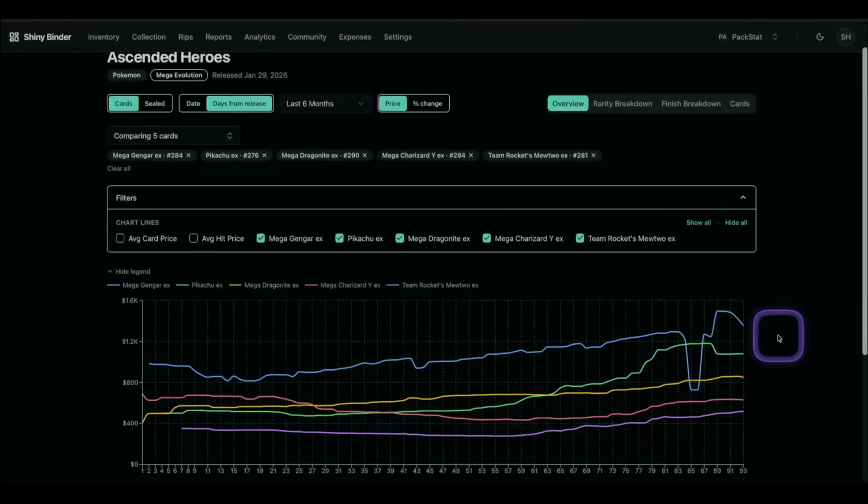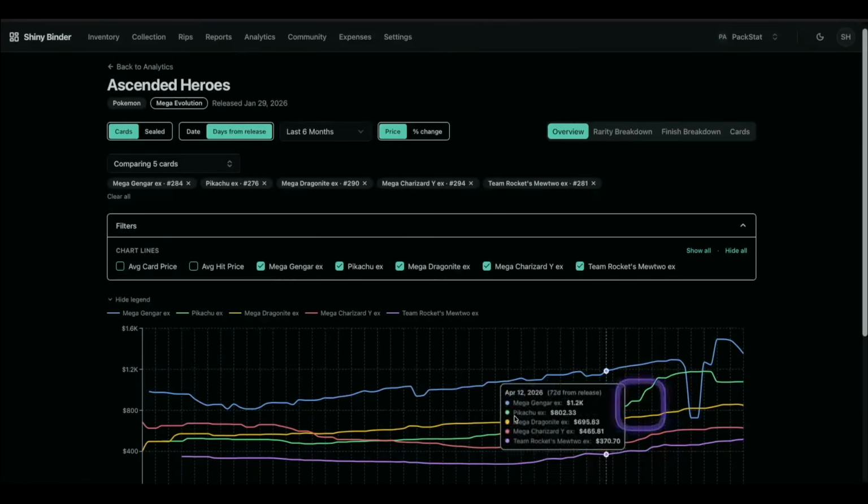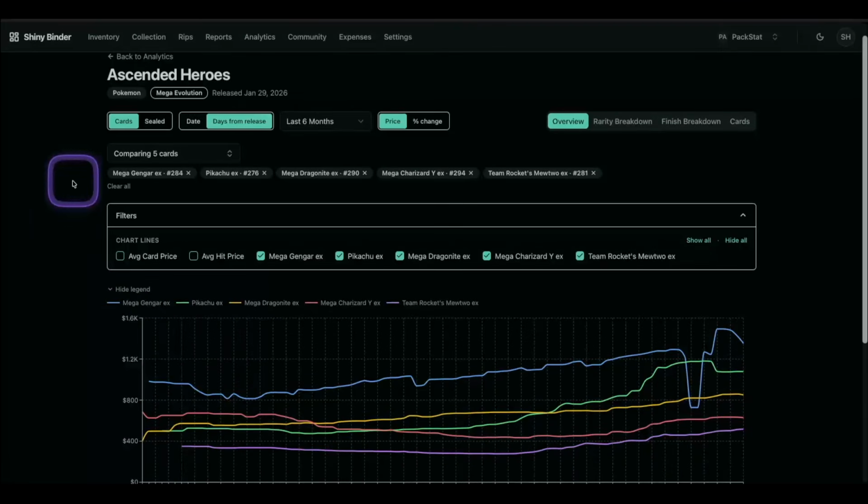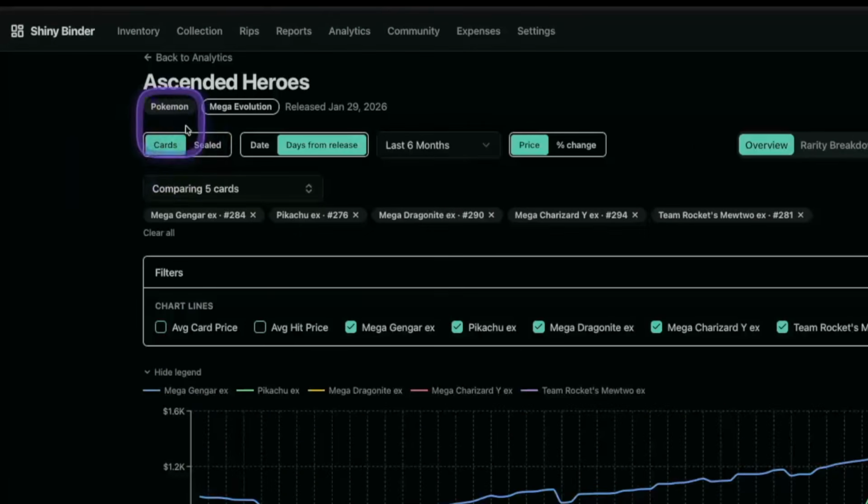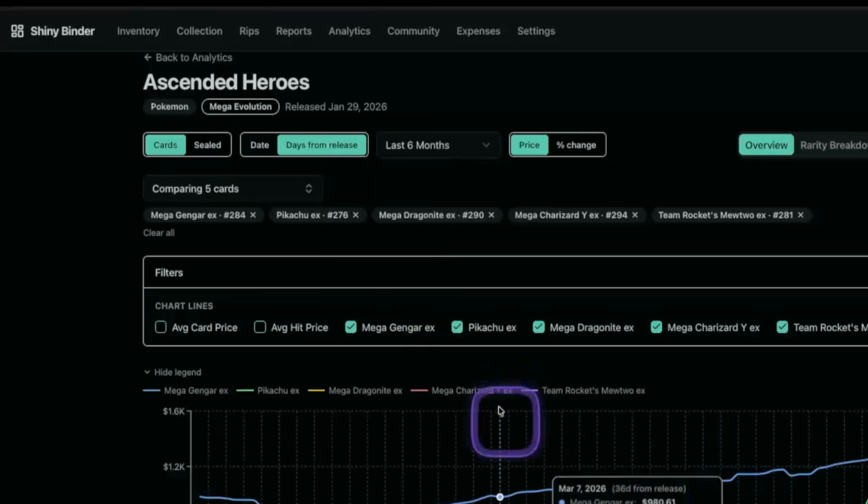We built something cool again in our Shiny Binder app, and it is this price chart. What can you do with this chart? Well, you can look at the cards here. You also have the option to see sealed data, which I'm not going to click right now because I need all of this to show.